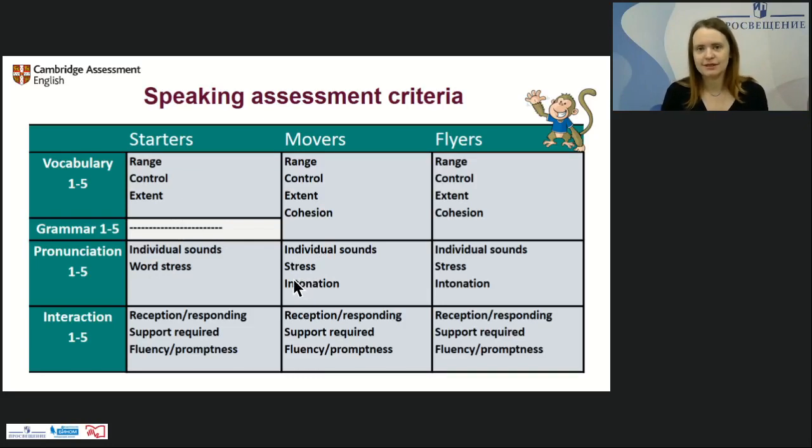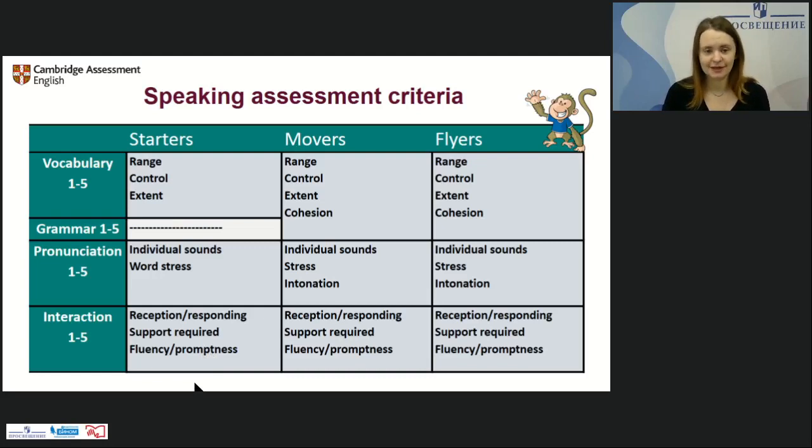Again, remember that these are young learners, and we don't expect them to produce intonation or word stress the way we expect candidates to produce the same criterion, I don't know, at FCE level or CPE level. As for interaction, reception and responding, support, and fluency promptness. I know there are some words which are not completely clear, and some of them really cause problems for most of our teachers.